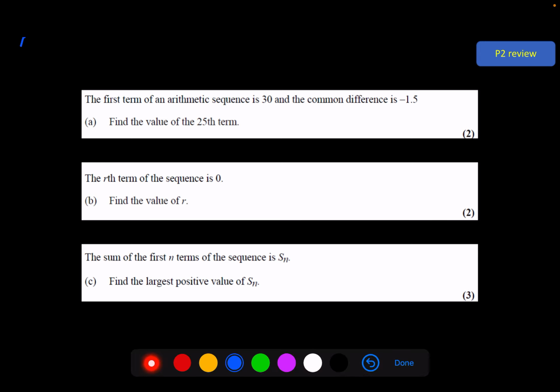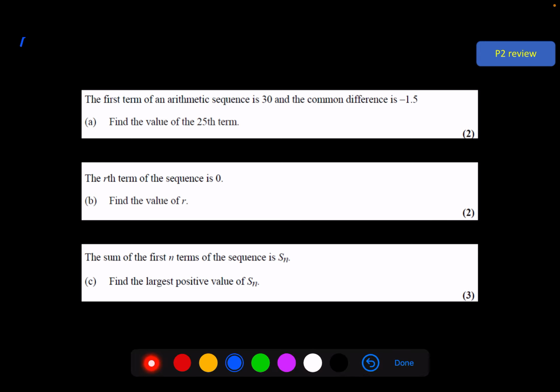25 minus 1 is 24. And put that on your calculator. You should get the answer minus 6. Quick check, does that make sense? We're starting at 30 and we're going down by 1.5. Yes, eventually we're going to hit negative numbers. So that looks about right.